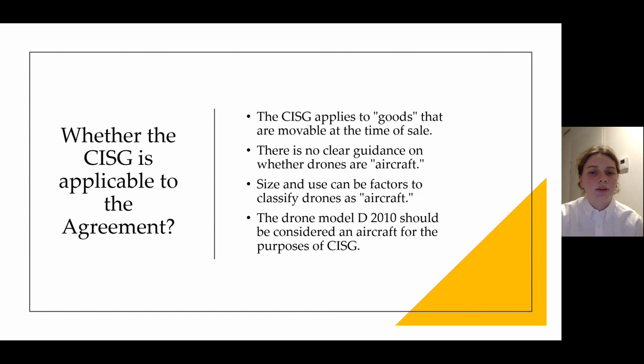Due to the fact that the drone model G2010 is 6 meters long, its size is similar to the size of a helicopter. Therefore, based on the drone size, it can be argued that drone model G2010 is an aircraft for the purposes of Article 2(e). Moving on, secondly, the function and use of the drone model G2010, which includes the transportation of goods and other uses beyond surveillance, further supports the argument that it should be considered an aircraft under the CISG.